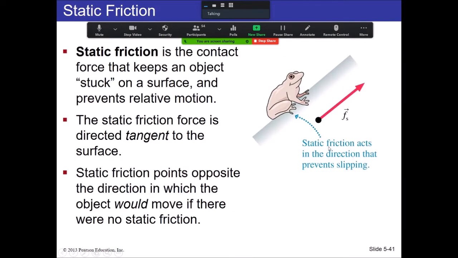All right. Static friction. Static friction occurs between an object and a surface. Static friction is a type of friction that opposes the start of motion. And it points opposite the direction of what motion would be.